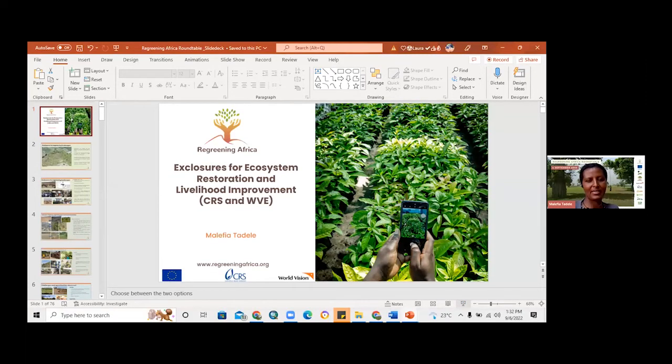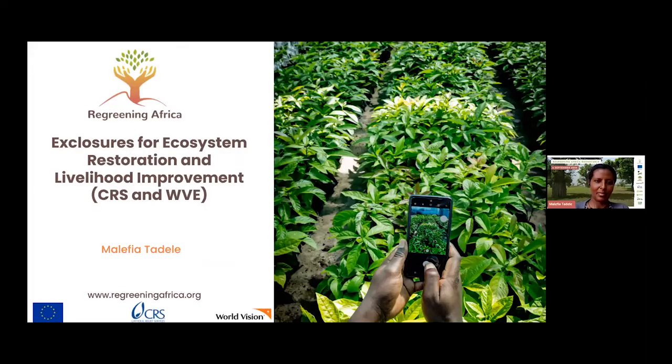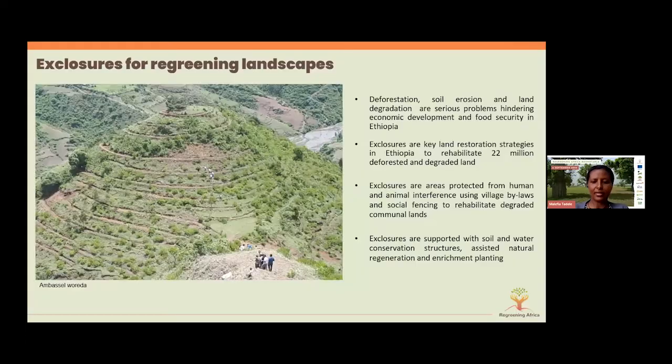My name is Malefia. I'm the project manager for the Regreening Africa project at Catholic Relief Services in Ethiopia. And I'm going to share with you the CRS and World Vision Ethiopia experience in exclosure management. Exclosures are the main land restoration tools in Ethiopia to achieve the regreening targets. So I will talk about how these exclosures are successful from our own experience.